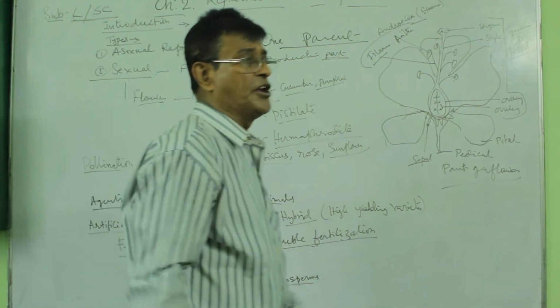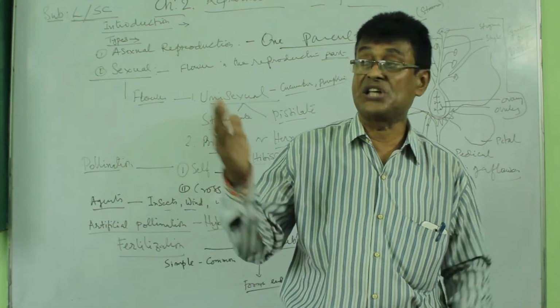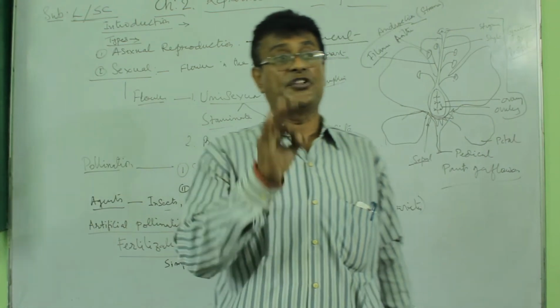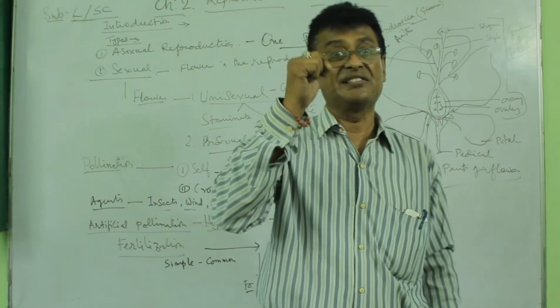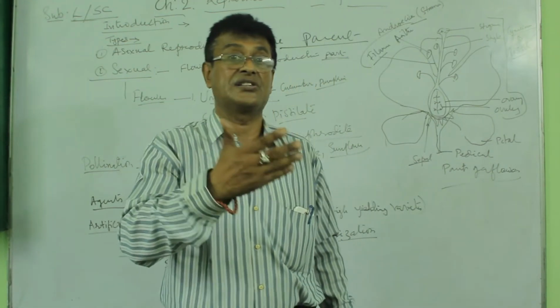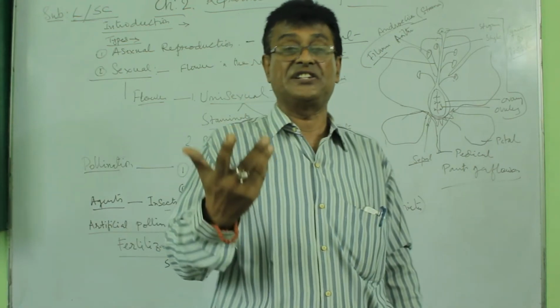Now artificial pollination. Human beings have observed all the scientific phenomena that are happening in nature, and for their desired benefit, they have used this. This is what they use as hybridization. The new, better variety is produced.